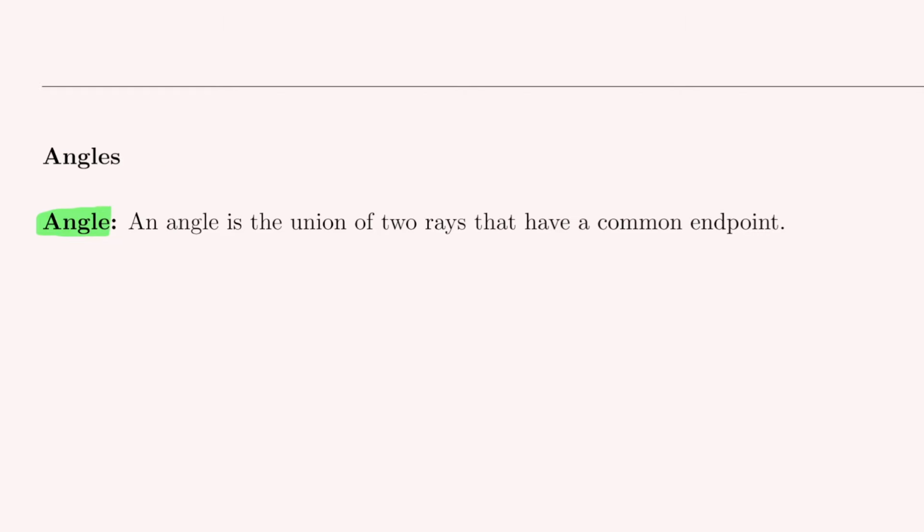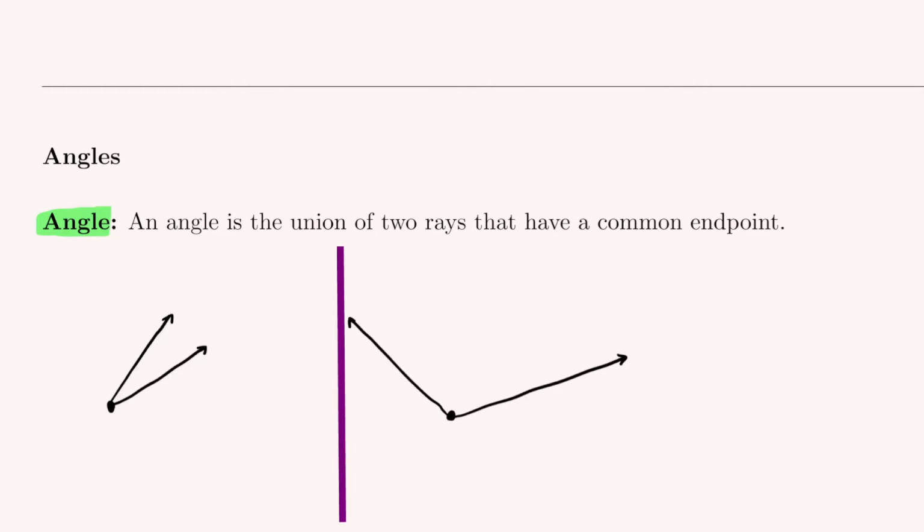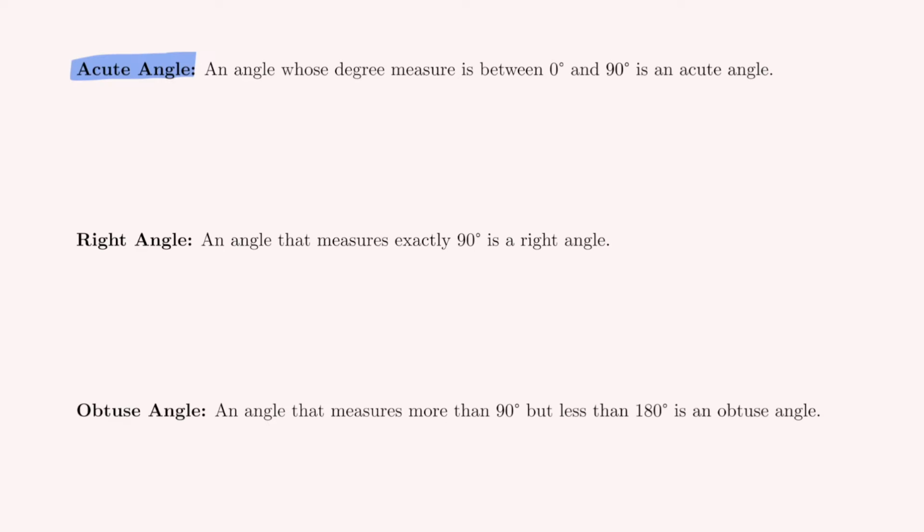Now an angle is just 2 rays that have a common endpoint. So for example, we could have an angle that looks like this, and then we can also measure what's called the degree of the angle, which is how far apart the rays are. So an angle with larger degree would look like this, so here we have our 2 rays and the common endpoint. Now based on the degree of the angle, how far spread apart the rays are, we will label the angle as either acute, right angle, or an obtuse angle.